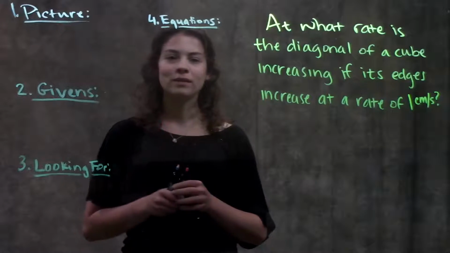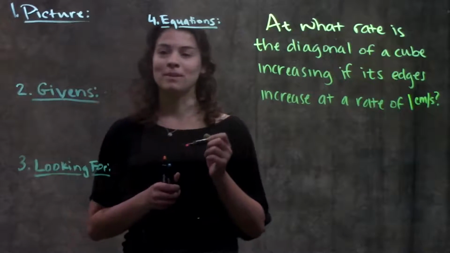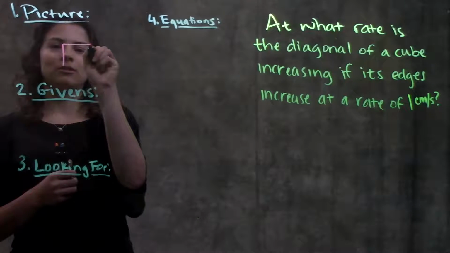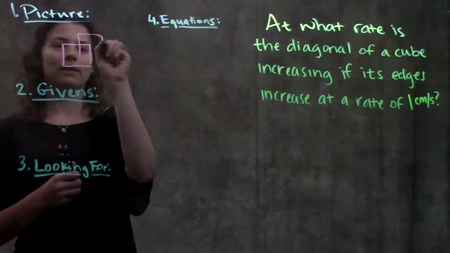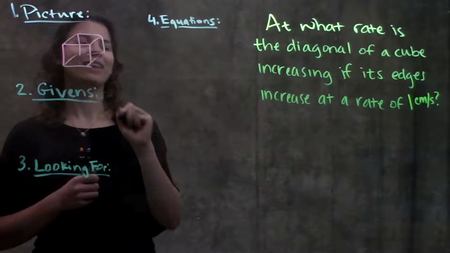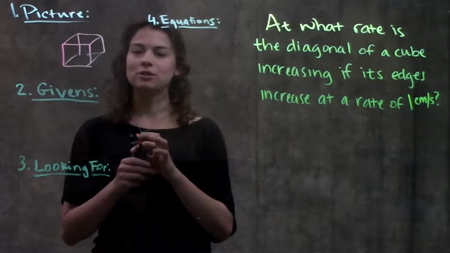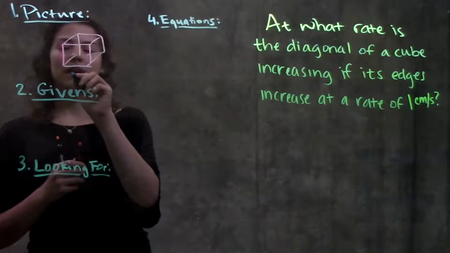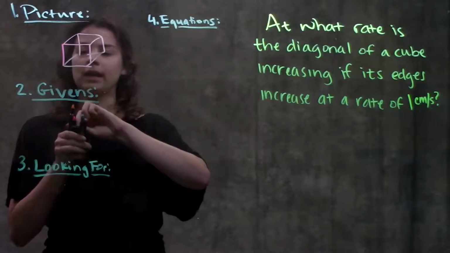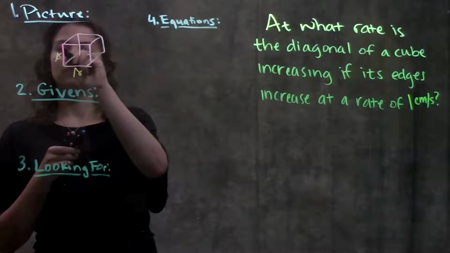All right, so step 1 in my step-by-step guide is draw a picture. So I'm going to astound you with my art skills, or lack thereof. Here's my cube. They don't tell me what the length of each side is, but I do know that since it's a cube, each side is going to be the same length. Each side I'm just going to label as S.